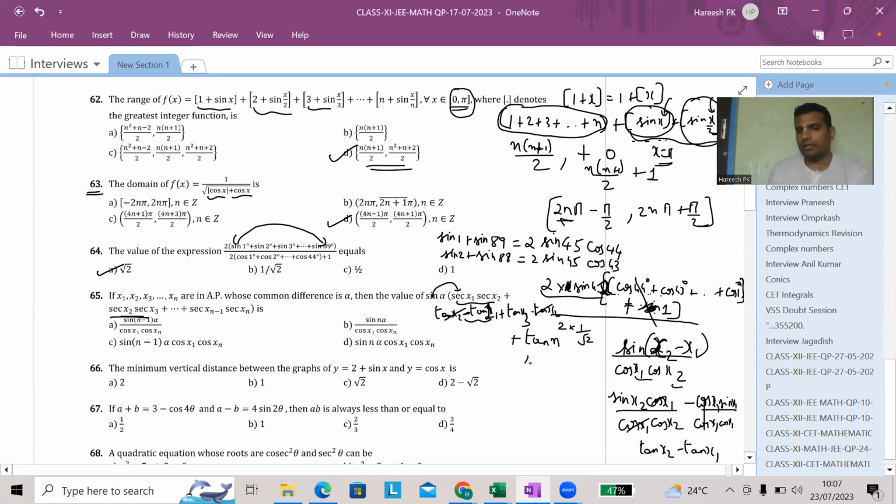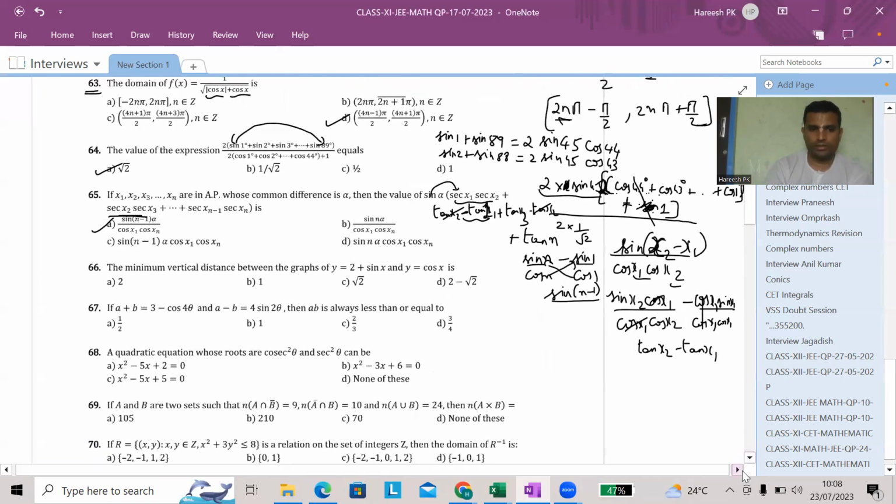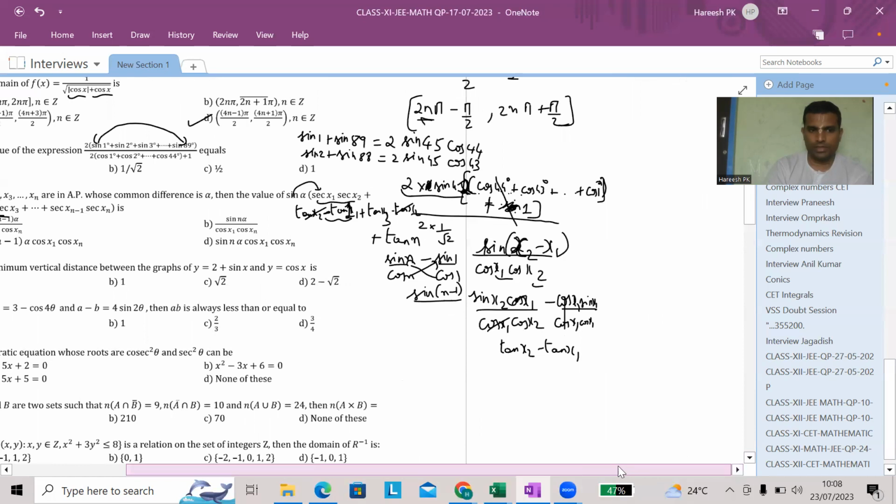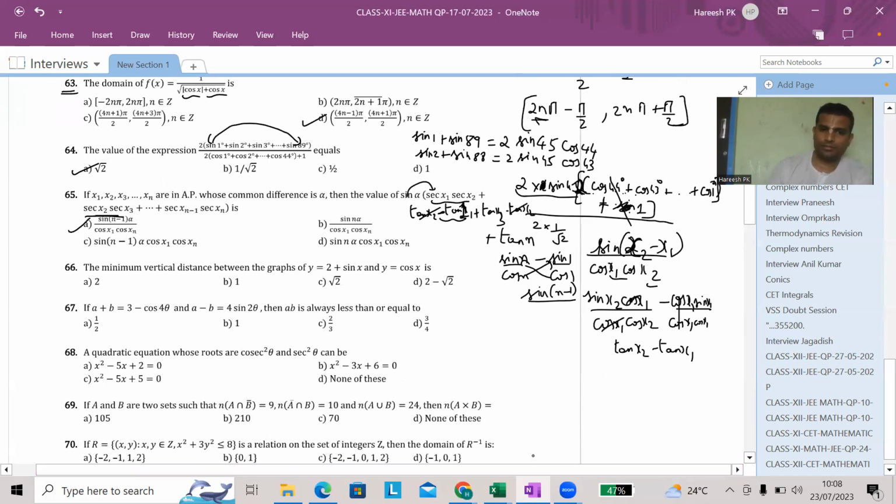Now the tan n, you can write as sin n by cos n minus sin 1 by cos 1. So again you use the formula when you cross multiply: sin A cos B minus cos A sin B. So sin of A minus B divided by cos 1 into cos n. So that's option A. This is again an easy question. Let's move ahead. 66th question.